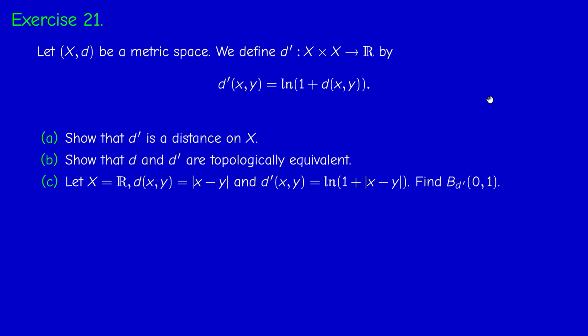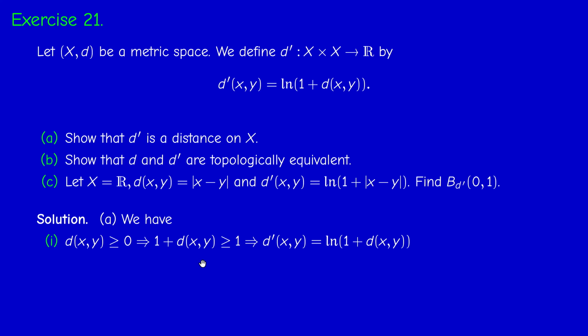Okay, so we have to prove the 4 properties of a distance. So non-negativity. Why is it non-negative? It's important, actually, because since d is non-negative, then 1 + d is bigger or equal than 1. And when I take the ln, since ln is increasing, ln(1 + d) is bigger or equal than ln(1), which is 0. So d' is non-negative.